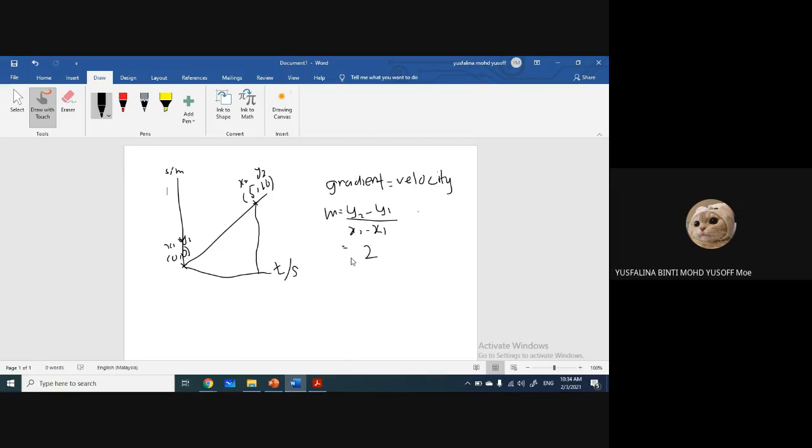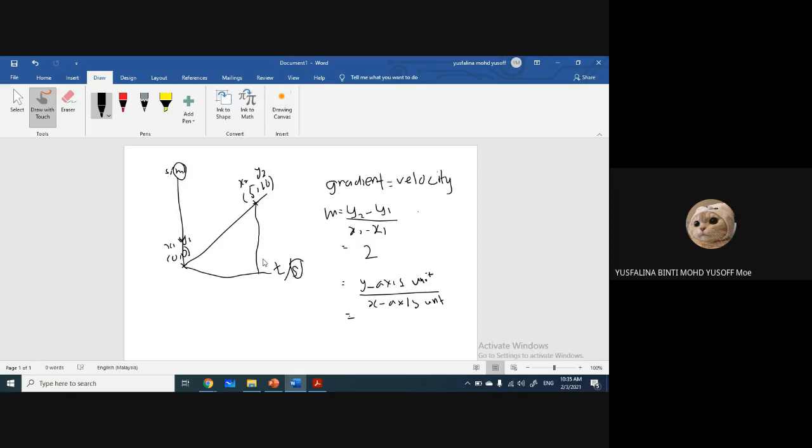Remember we learned in chapter 1, if you want to find the gradient for the graph, you have to use the y-axis unit divided by the x-axis unit. So where do you get the y-axis unit? This is the y-axis, so you get it from here. This is the unit, and this is the symbol.